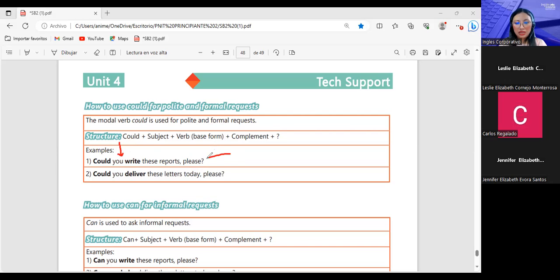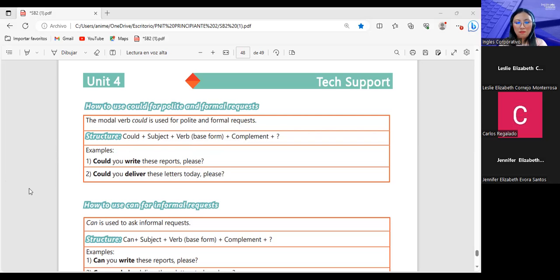But if you want to include please at the end, it is followed by a comma. The please is always separated by a comma if it goes at the end. If it goes in the middle of the sentence, you do not need to include it. Formal and polite.